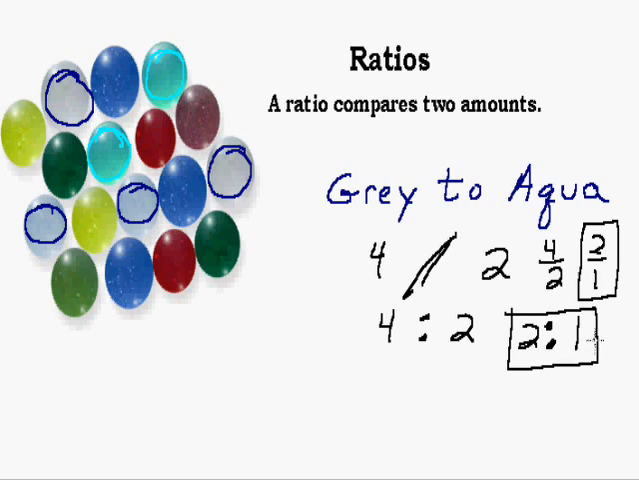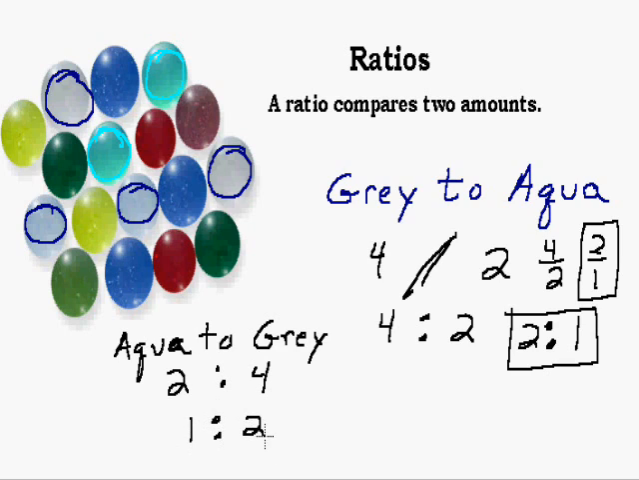What does this mean? Well, basically what this means is that we've got twice as many gray marbles as aqua marbles. If the ratio of gray marbles to aqua marbles is 2 to 1, that means we have twice as many gray marbles as aqua marbles. If we switch that around and do aqua to gray, then we would have 2 to 4, which would reduce down to 1 to 2, and as a fraction we could write that as 1 over 2. So what that would mean is that we would have half as many aqua marbles as gray marbles.